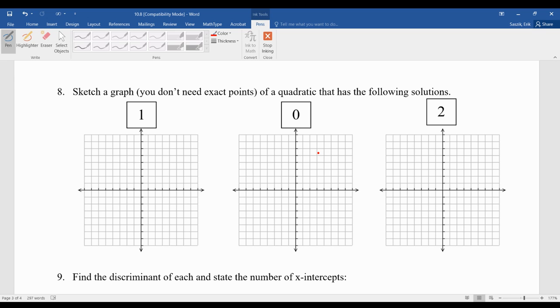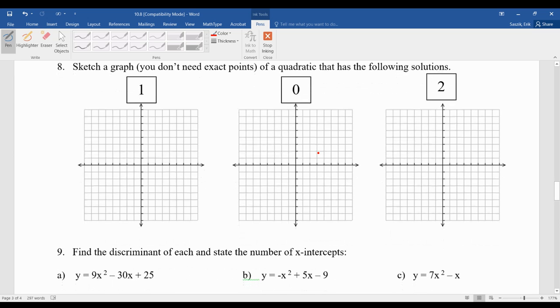All right, so it says sketch a graph. You don't need exact points. You're just doing a rough sketch of a quadratic that has the following solutions. So 1 solution, remember that just means, actually that one, I'm going to save that one for last, okay? No solution, that's an easy one. Something like this, you see? It doesn't cross the x-axis, that's no solution.